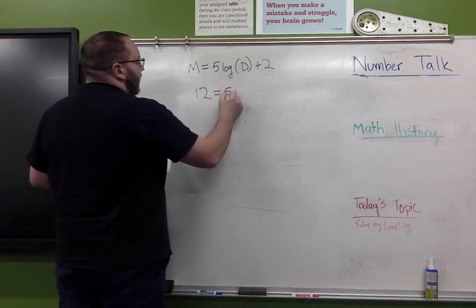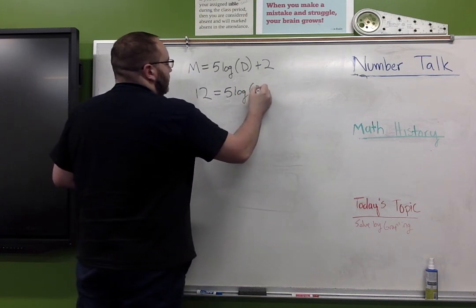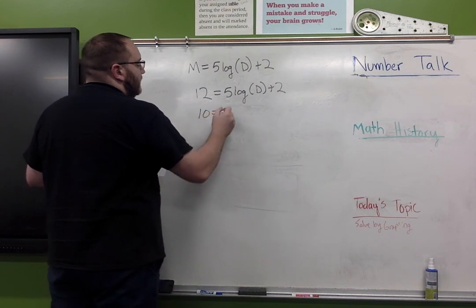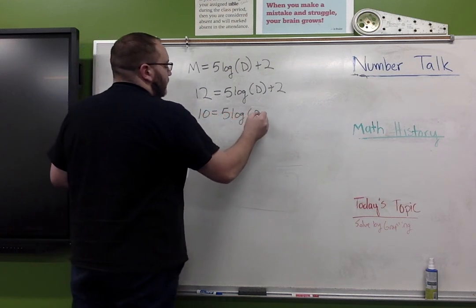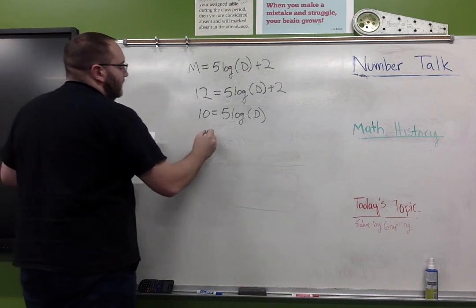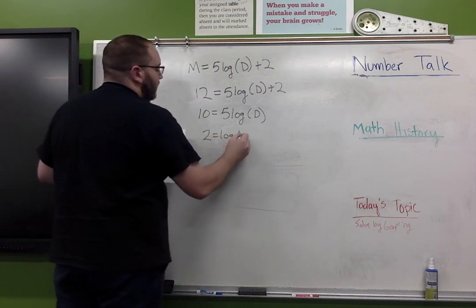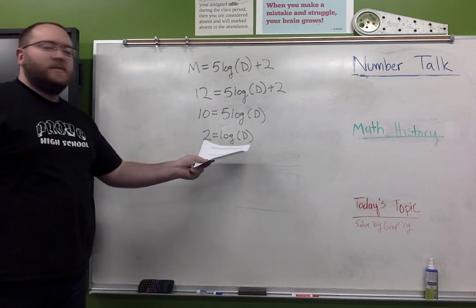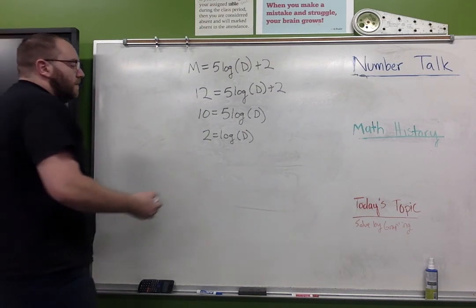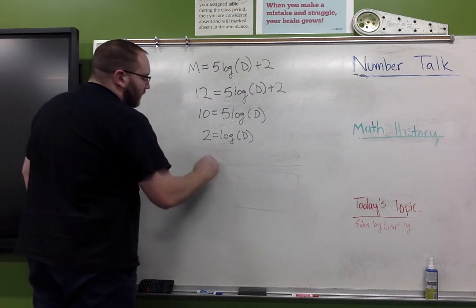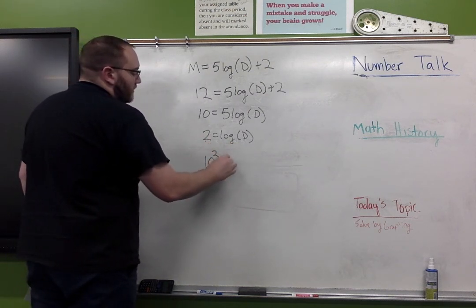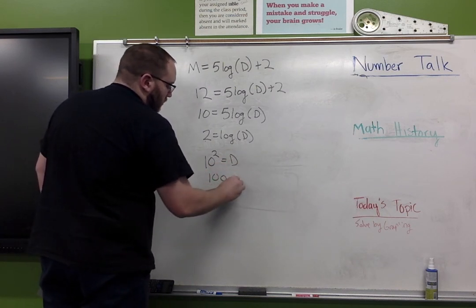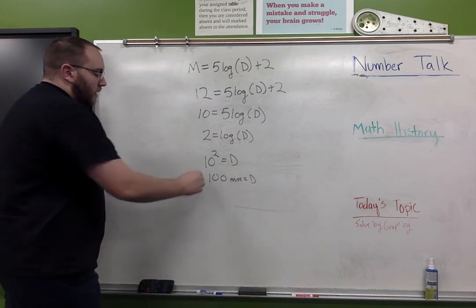So 12 is equal to 5 times the common log of D plus 2. Subtract 2 from both sides, we get 10 is equal to 5 common log of D. Divide by 5 on both sides, 2 is equal to the common log of D. Okay, we want D outside of the logarithm, so we need to convert. The base stays the same. The base of a common log is 10. Okay, 10 squared is equal to D, so 100 millimeters is equal to D. And that's your answer.